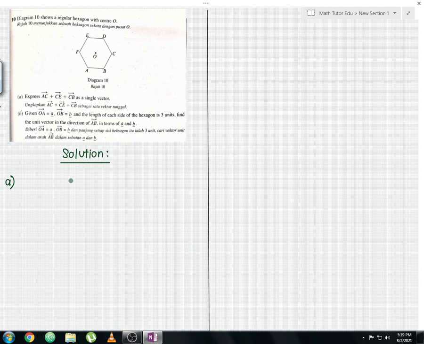Now I'll be discussing SPM 2016 Paper 1 question number 10 from Form 5 Chapter 4 Vectors short question.